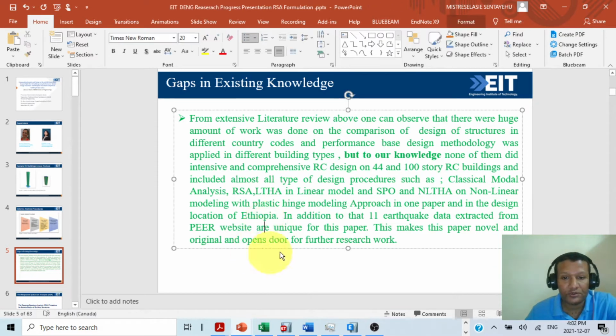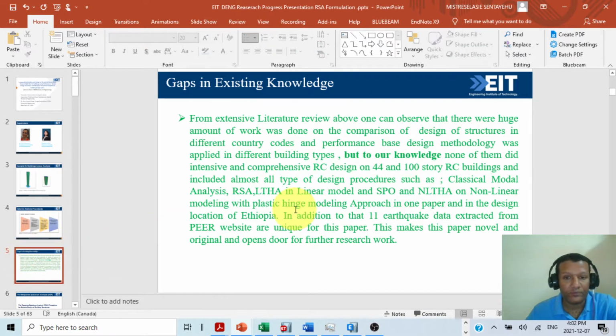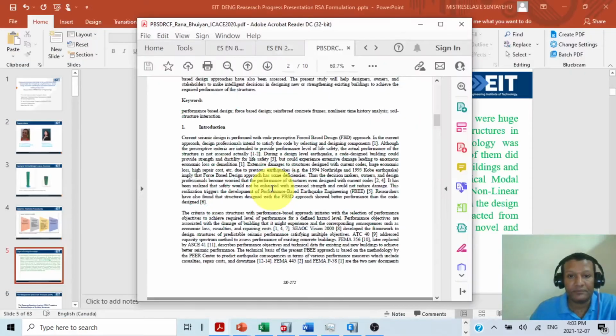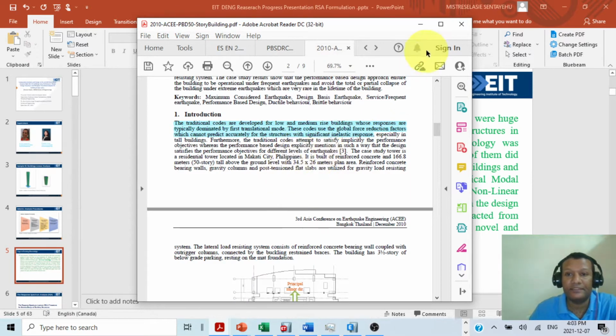The location is Ethiopia, all is included, and the building types are 44 and 100 story. So that's why we are going to do that. And a lot of researchers, for example in my literature review I try to show them, did a lot of work on prescribed code based design.